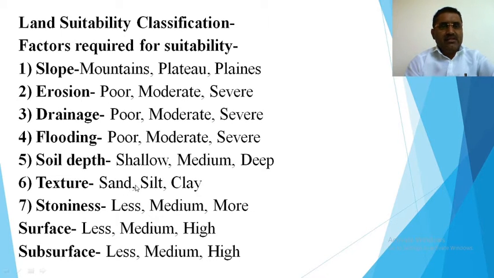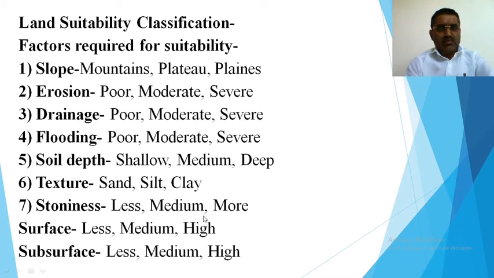Texture: there is sand, silt, and clay. Actually the proportion of sand, silt, and clay determines whether the soil is suitable or not. If sand proportion is more, then it is not suitable. If silt is more, then it is medium suitable. But if clay is more, then it is highly suitable. And the mixing of these three also affects the overall production or suitability for agriculture.